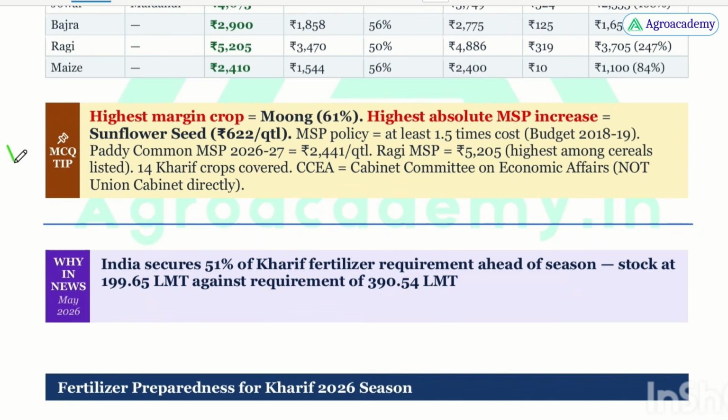Here is an MCQ tip. You need to remind these things significantly so that it retains in your brain.